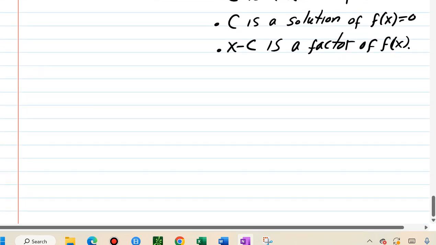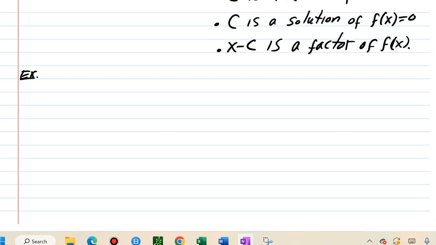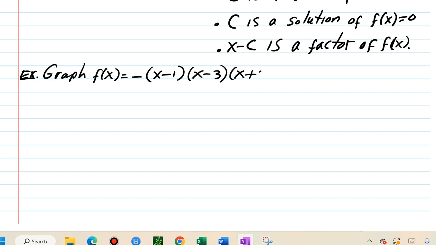Let's take a look at another example. In this example, I want to graph f(x) equals negative (x minus 1)(x minus 3)(x plus 2) squared. Notice I made this in factored form, so it's easier to work with. Right off the bat, we can get the zeros. The zeros are what makes each factor 0: 1 for this one, 3 for this one, and negative 2 for the last one.